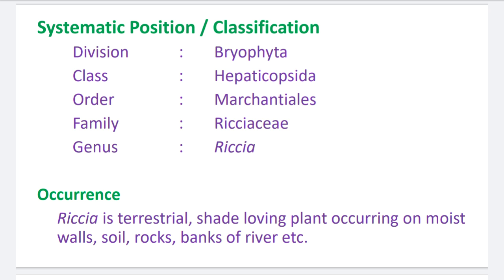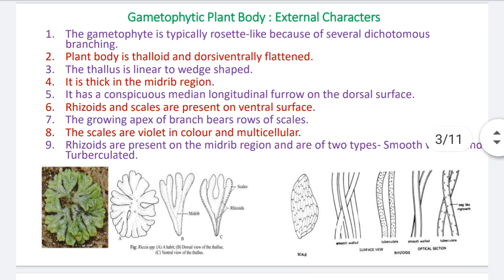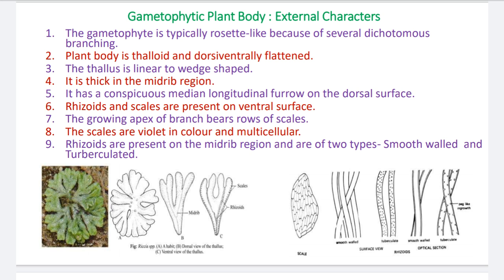Shade loving plant occurring on moist walls. Another characteristic regarding bryophyte occurrence is that they are shade loving and moisture loving plants, so they very easily prefer moist habitats. So the occurrence of Riccia is terrestrial, shade loving, occurring on moist walls, moist soil, moist rocks, moist banks of rivers, etc. Then the gametophytic plant body, external characteristics.